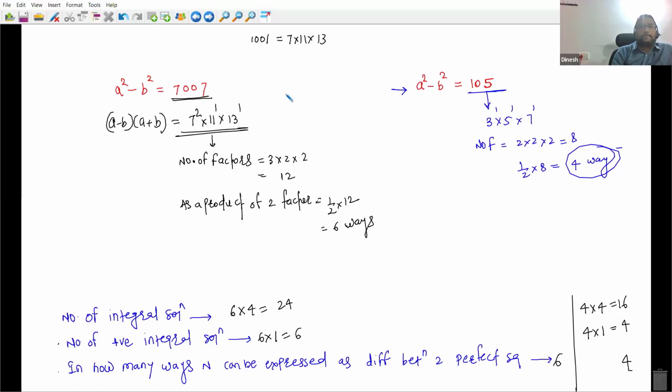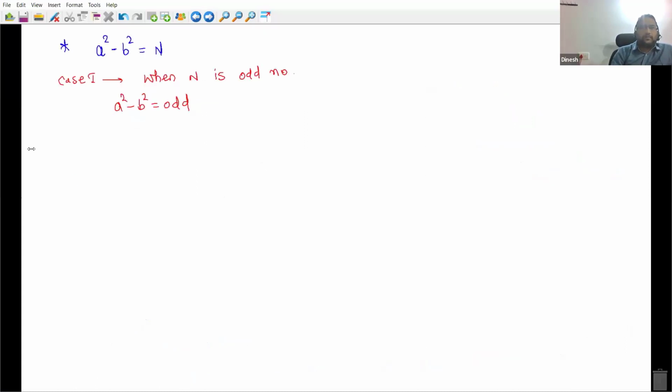So look at now, the second case is when n is an even number. Let's take n equal to 60. What happens? Let's have a look at it, everyone. a square minus b square is equal to 60.